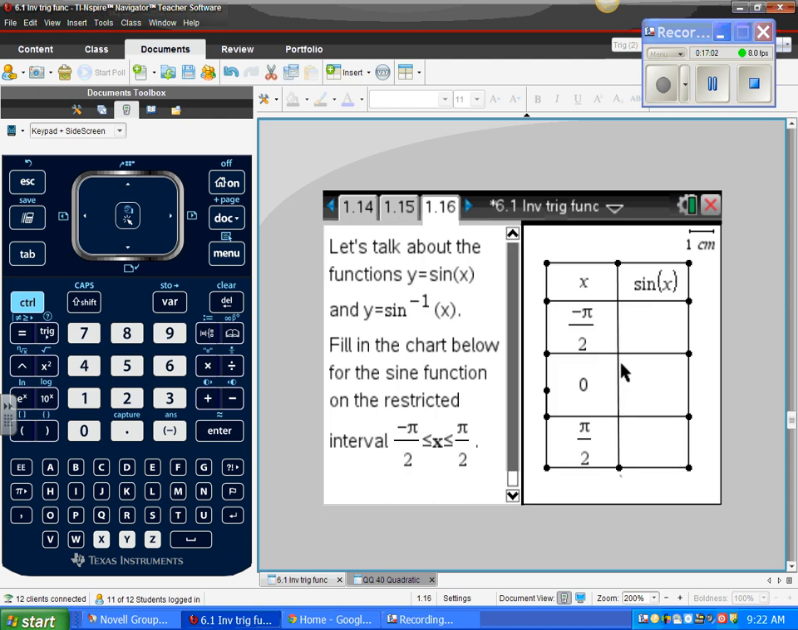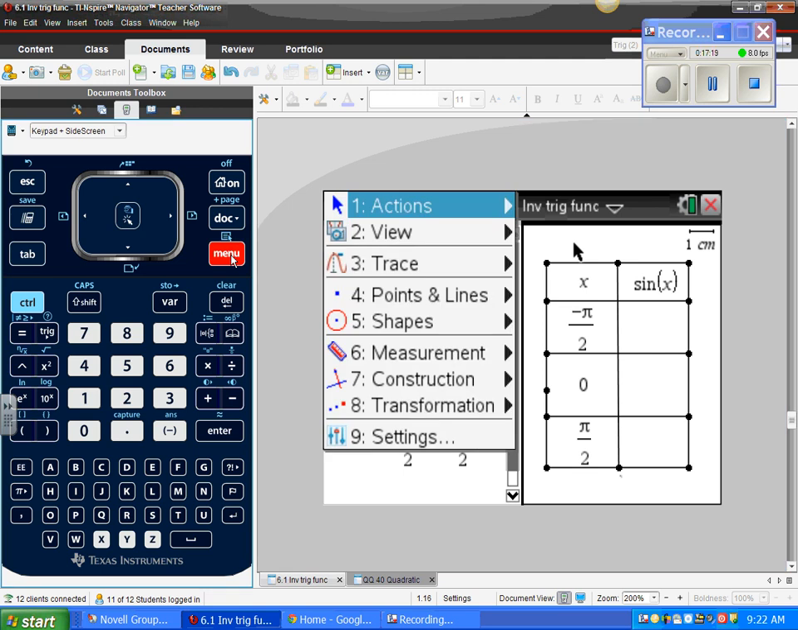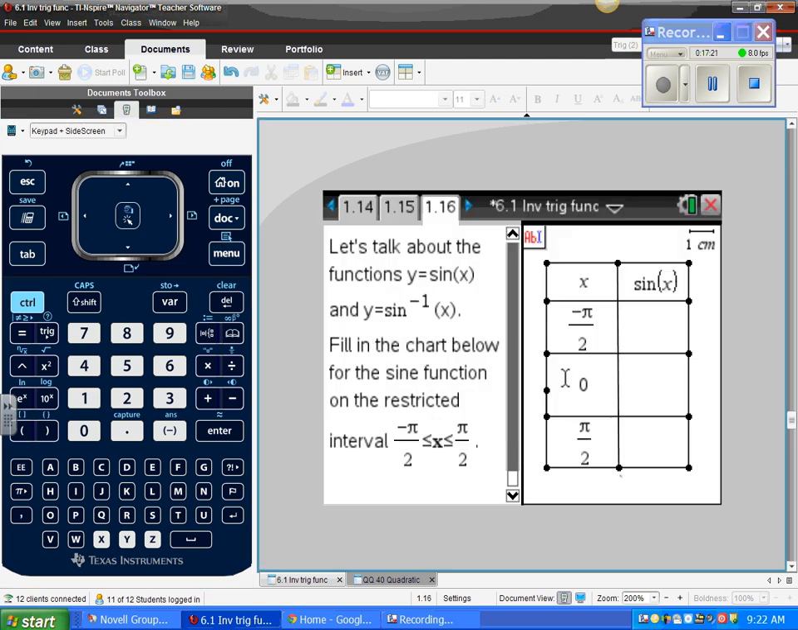So let's get into the algebra of it. All that we're doing is finding the values. This should be the easiest. You're going to click on the right-hand side. You're going to hit Menu, Actions, Text. We're going to put in text boxes. What is sine at negative pi over 2?